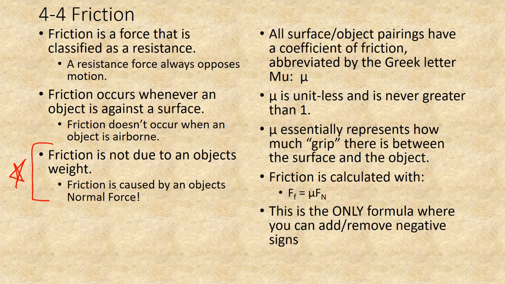Friction is not due to an object's weight. Friction is caused by an object's normal force. So this is a very important thing to bear in mind. Many times, weight and normal force are going to be equal and opposite to one another, but not always. For instance, if you press an object into a wall, the weight goes straight downward, but the normal force is going to be pointing perpendicularly from the wall. In that case, the weight and the normal force are going to be different from each other.